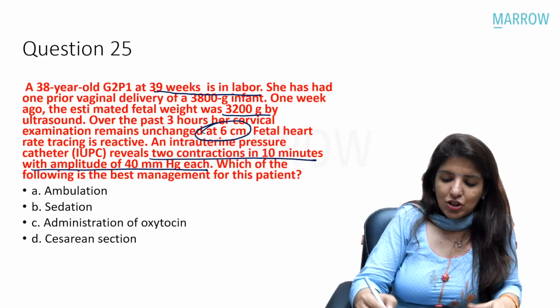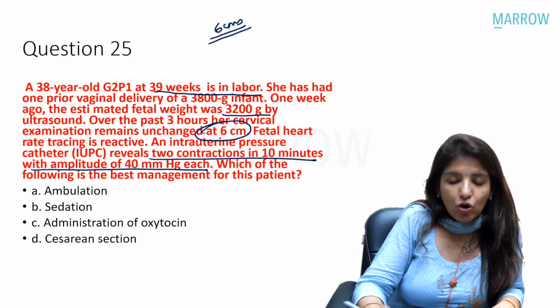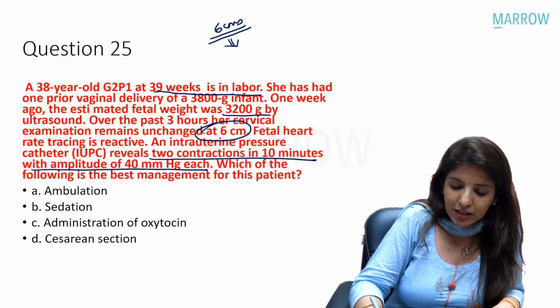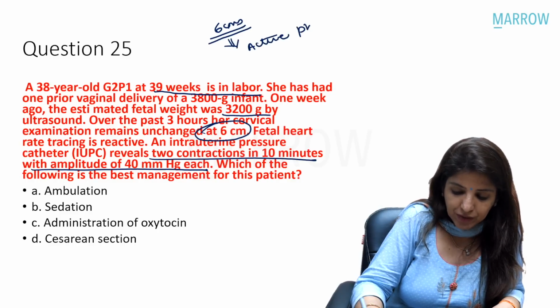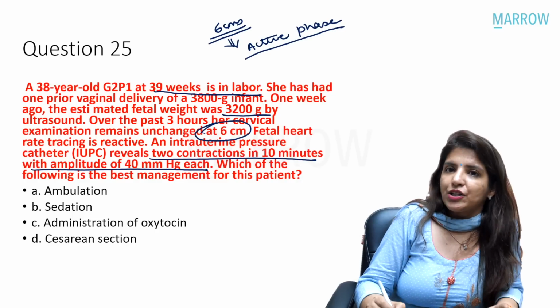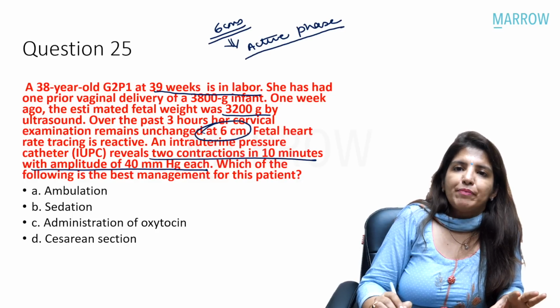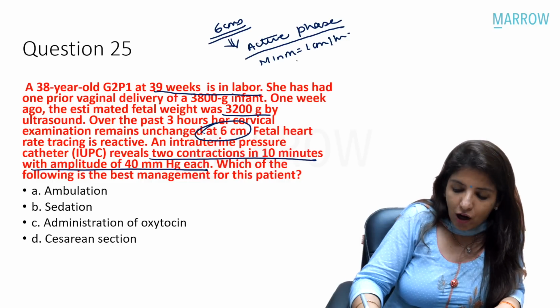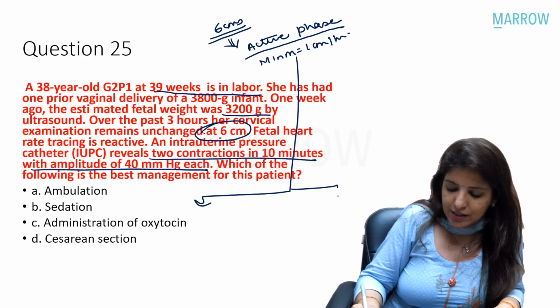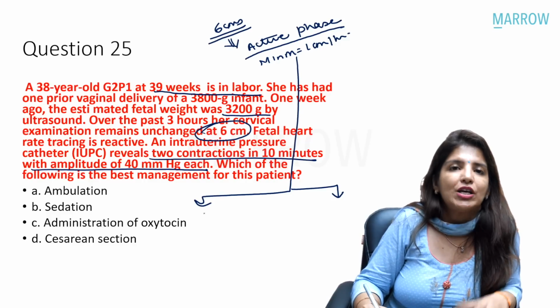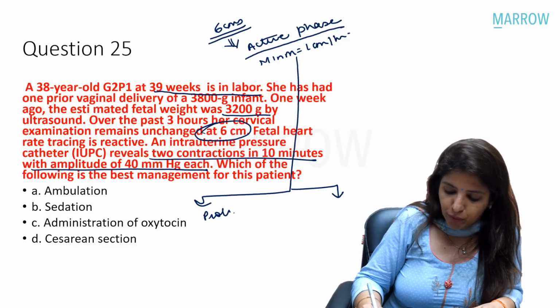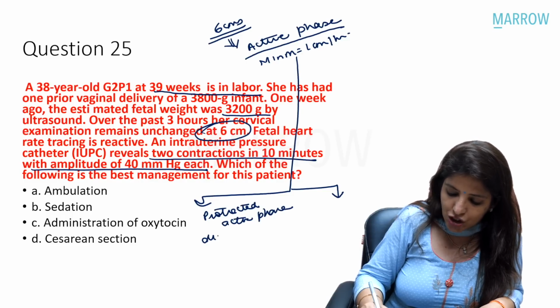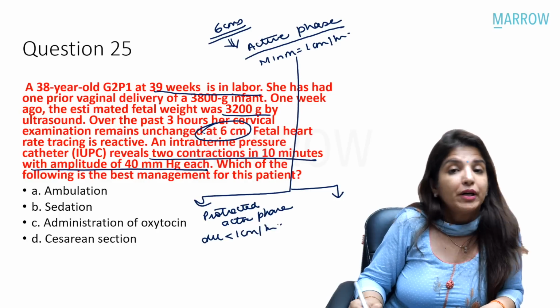Please see, here the patient is 6 centimeters dilated. Because the patient is 6 centimeters dilated, that means she is in active phase, right? In active phase, the main thing which has to happen is dilatation of the cervix, and the minimum rate of cervical dilatation should be 1 centimeter per hour. If there is a problem in active phase, there can be 2 problems. One is that active phase can be slow, which is called protracted active phase. In protracted active phase, dilatation will be less than 1 centimeter per hour.